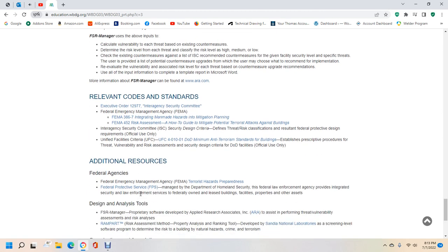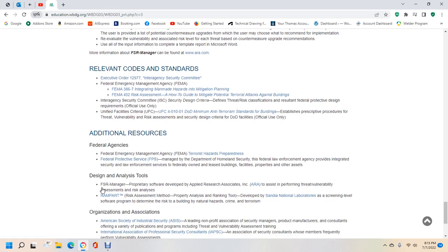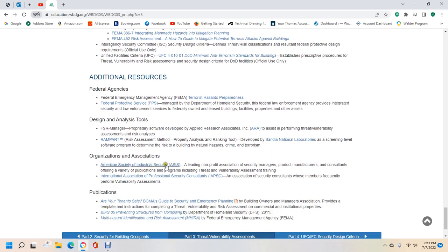Relevant codes: Interagency Security Committee; Integrated Man-Made Hazard Mitigation Plan; Risk Assessment: how to mitigate potential terrorist attacks against buildings; Design Threat Risk Classification; Federal Protective Design Requirements; UFC, DoD Minimum Anti-Terrorism Standards for Buildings; and Federal Agencies: FEMA, Federal Protective Services, Design Analysis. Federal Security Risk Manager, Rampart, and organizations and associations: American Society for Industrial Security, International Association of Professional Security Consultants.